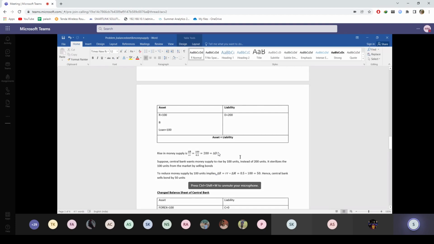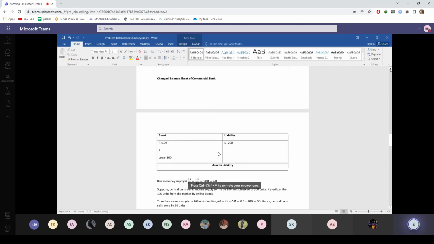Next part, listen carefully. Suppose the government does not want the money supply to increase by 200 units. Suppose the government wants the money supply to increase by, let's say, only 100 units. The central bank does not want the foreign exchange reserves. Welcome, fine, but I have to do something so that even if foreign exchange reserves worth 100 units come in, I do not allow my money supply to rise by 200 units. What should I do? And here the open market operation comes up.